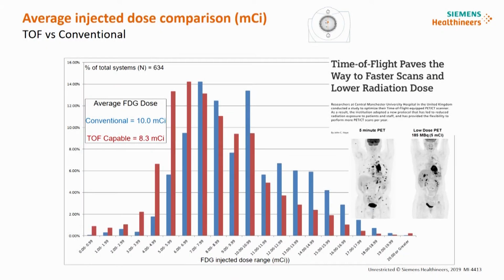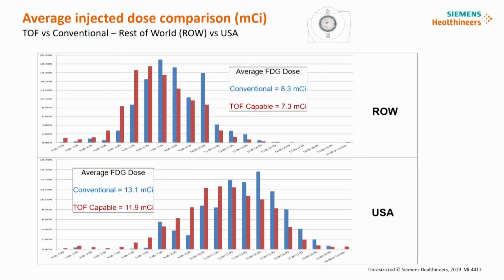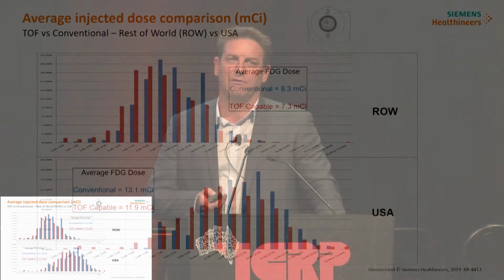Time of flight, again a very similar number, about a 17% reduction from systems that were time of flight capable compared to non-time of flight. And then comparing, again, US to the rest of the world here, we see that there was a similar reduction, so around about a 1 millicurie reduction in injected activity, albeit from a slightly higher base.